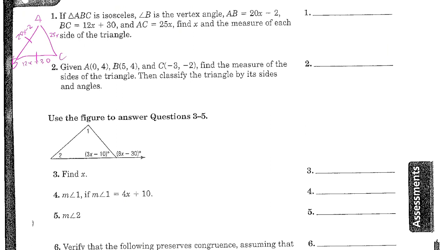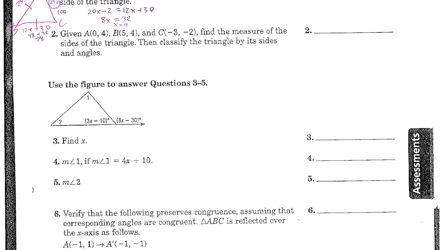Okay, let's do it. The two sides that we know are the same are AB and BC. So we know that 20x minus 2 is equal to 12x plus 30, and then we just solve that. Subtracting the x, we get 8x equals, add the 2 to both sides, 32. So x is 4. Then we just plug it in, and hopefully it works out that they're equal. We get 80 minus 2 is 78. On the bottom, we get 48 plus 30 is 78. That's good. And the last side is 4 times 25, or 100. So the three sides are 78, 78, and 100.